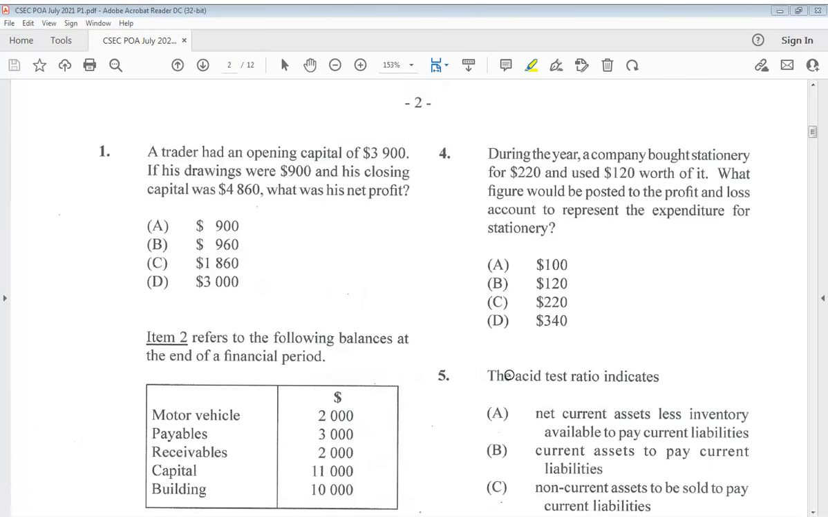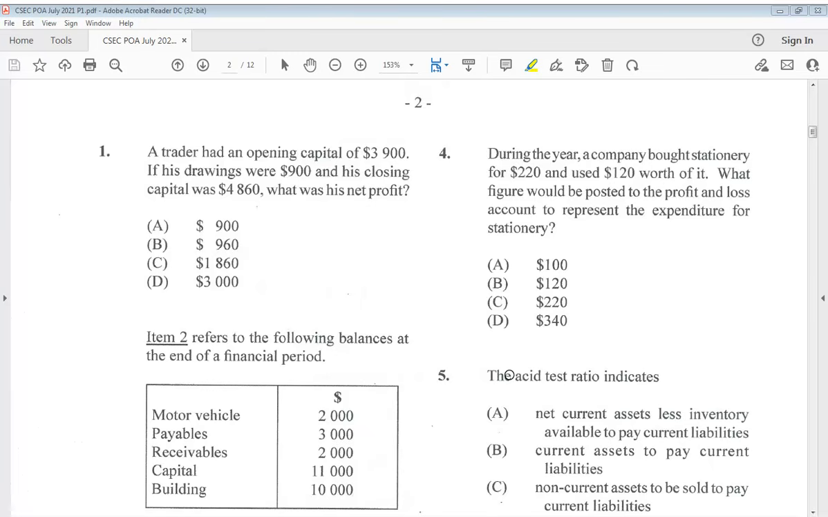So let's get into this paper. The first question says, a trader had an opening capital of $3,900. If his drawings were $900 and his closing capital was $4,860, what was his net profit?